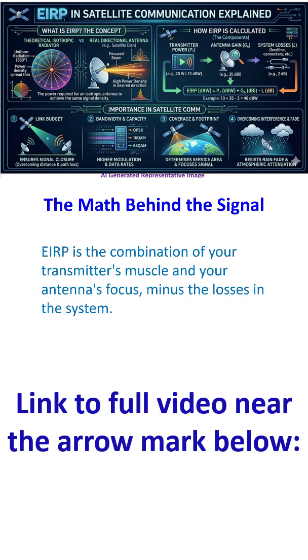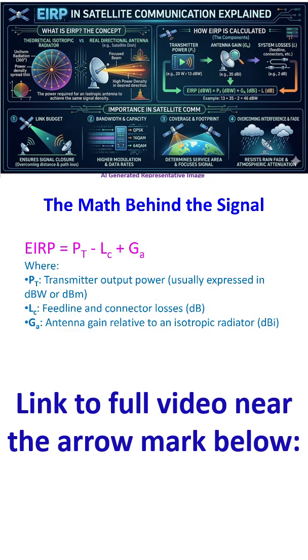EIRP is the combination of your transmitter's muscle and your antenna's focus minus the losses in the system. Thus, EIRP is equal to PT minus LC plus GA.